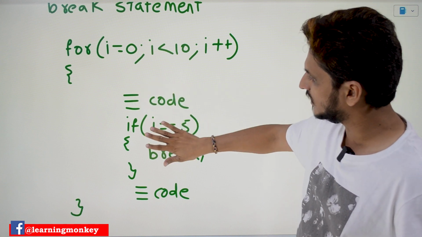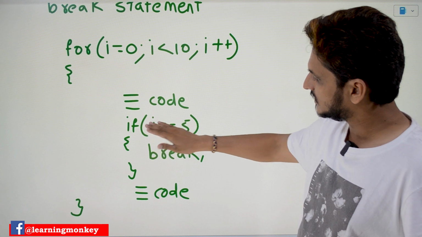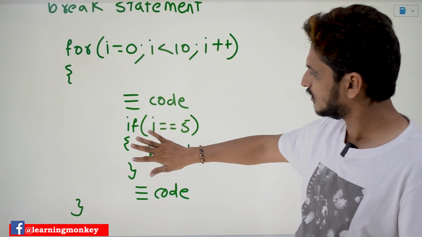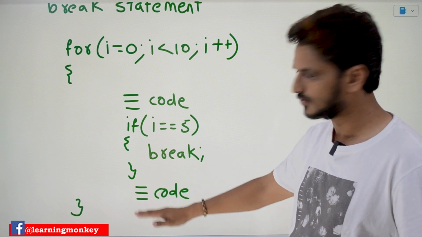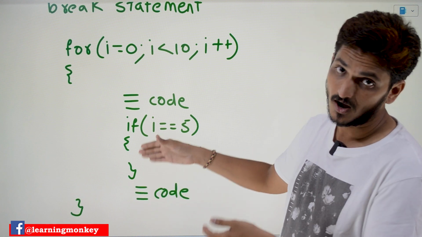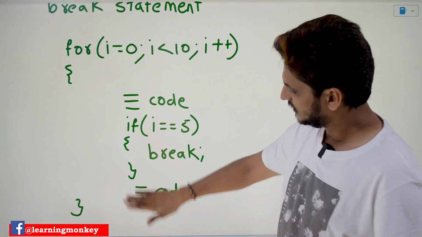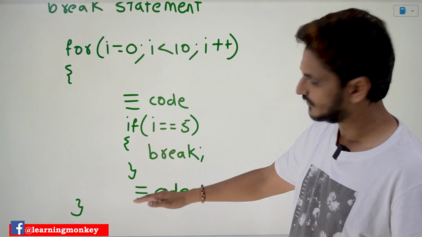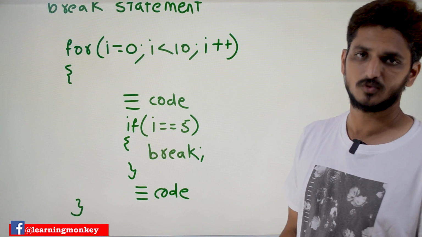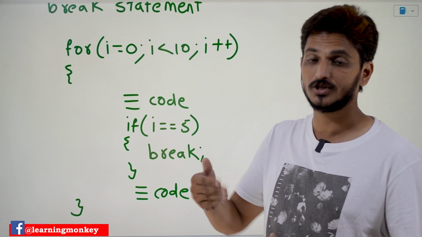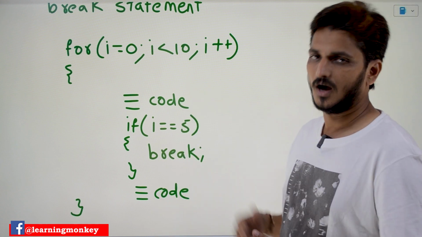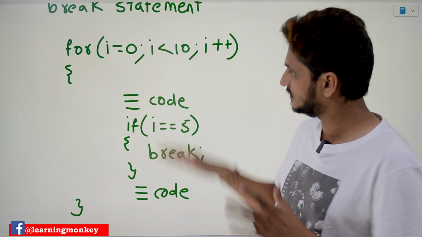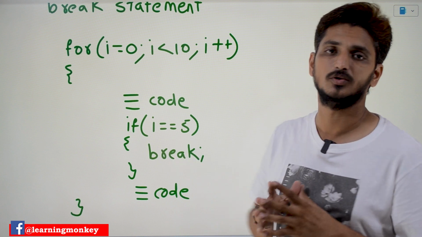After that, it is going to check the if condition. If the condition is satisfied, go inside and execute the break statement. Otherwise, come out of the if condition and execute the code. Even after executing the if, whatever code is written below the if condition is going to be executed. The execution continues after coming out of this if statement. This is how this loop is going to be executed.